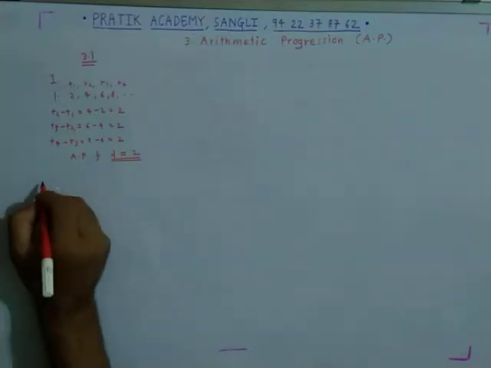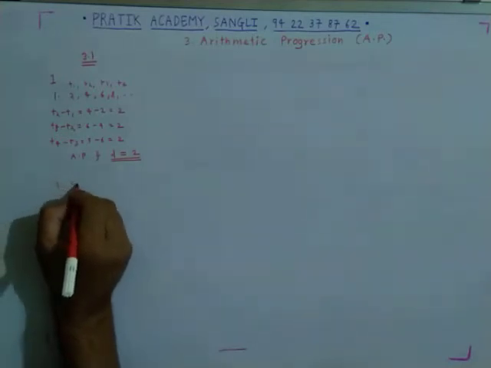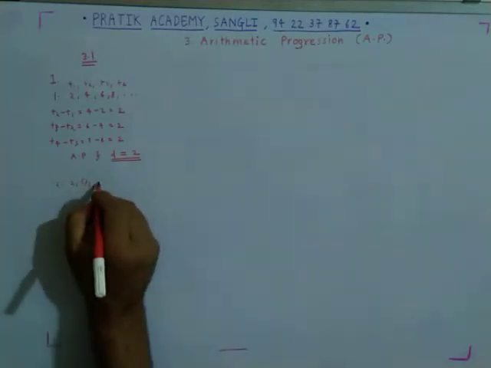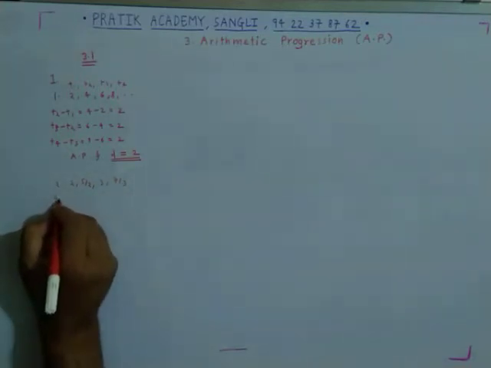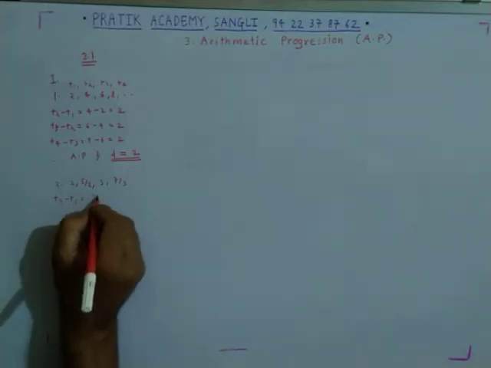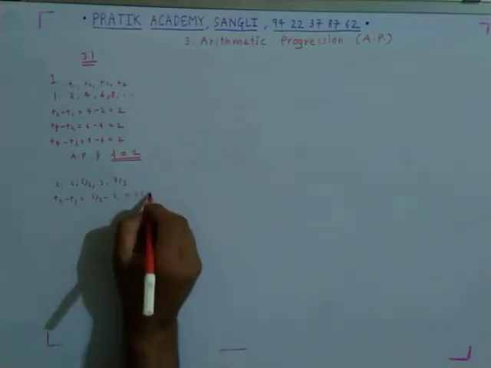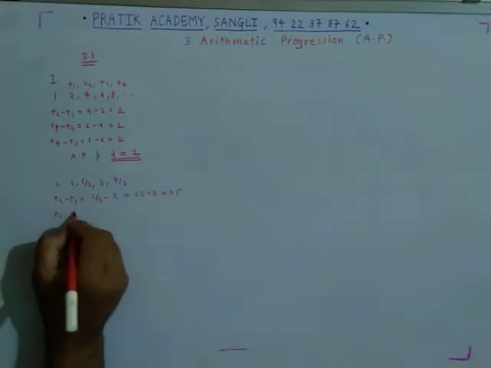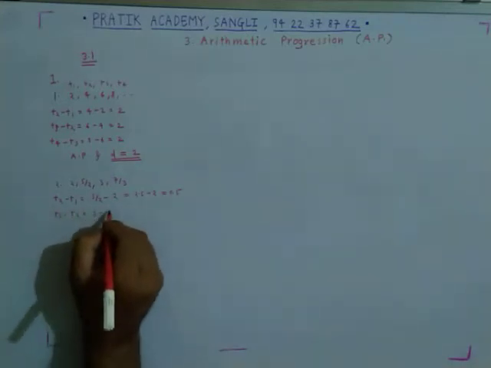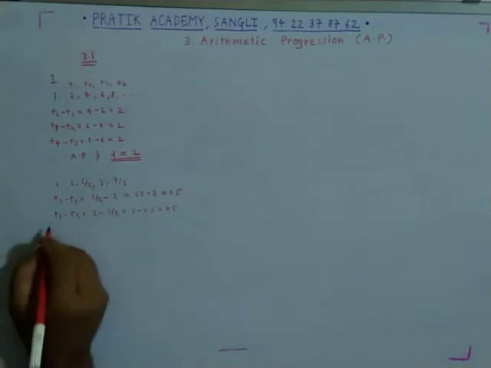Common difference is 2. In the same way, let's go for problem number 2. See here, 2, 5 by 2, 3, 7 upon 3. So again, find the difference, T2 minus T1, that is 5 upon 2 minus 2, that is 2.5 minus 2, the difference is 0.5. Then T3 minus T2, here 3 minus 5 upon 2, that is 3 minus 2.5, is 0.5.